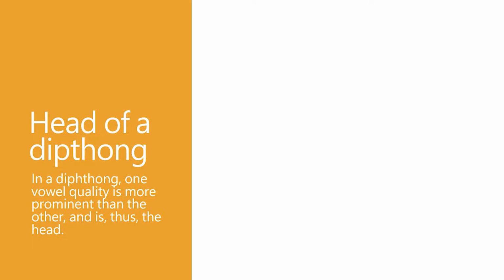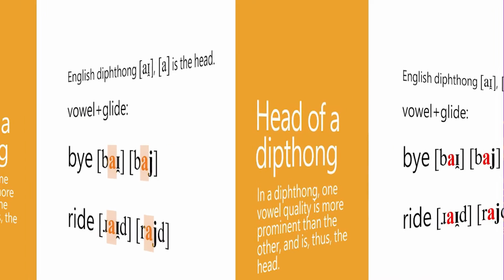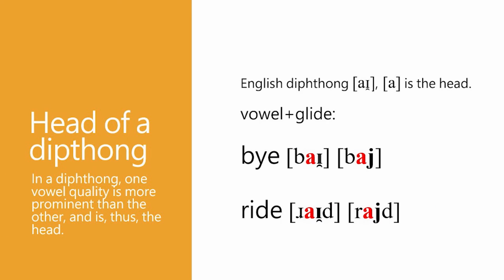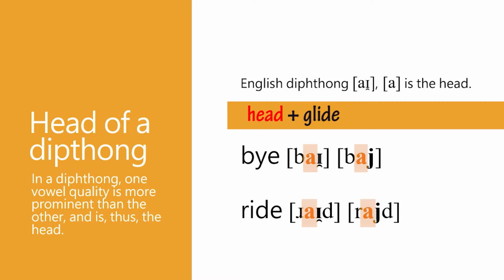In a diphthong, the quality of the vowel changes throughout its production, but one vowel quality is more prominent than the other, and is thus the head. For example, in the English diphthong "I," the A part is the head. As you can see here in these examples, "by," "ride," the vowel is a diphthong which consists of two vowels compacted together in one, and then one of the vowels is the head, and in all of these instances the head comes first. So there is a head plus a glide.